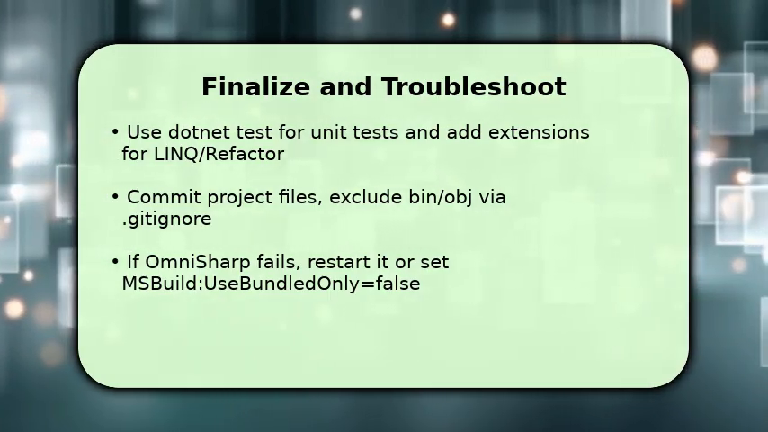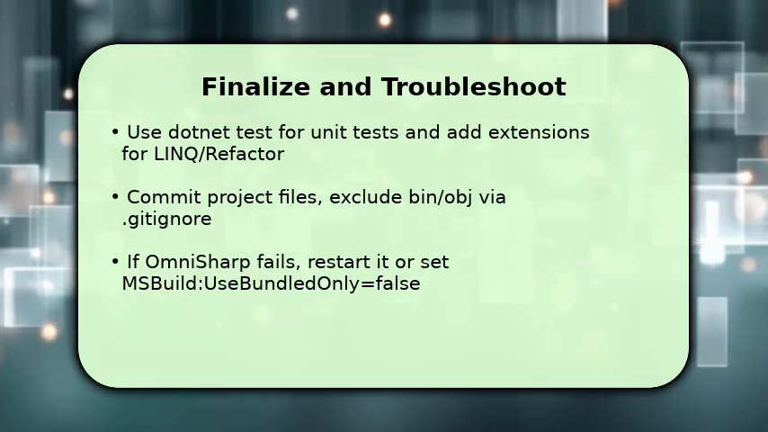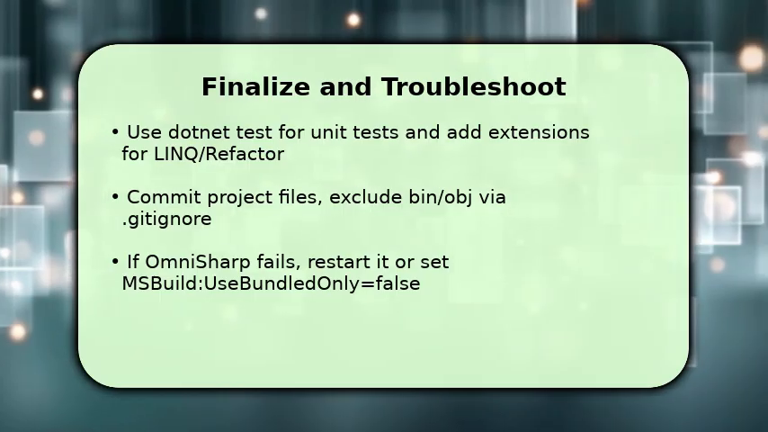Commit your source and use .gitignore to skip bin and obj folders. Once done, publish with dotnet publish when ready for deployment.